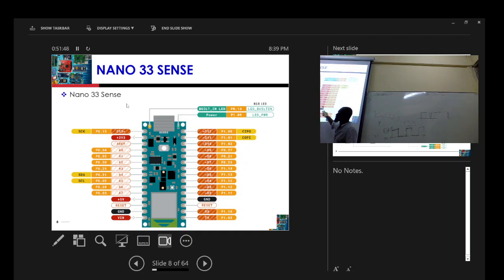So you can see we have two grounds here. We have 5 volts here. We have 8.3 volts here. And then we have the voltage here. We have RX/TX, receiver transmitter, right?